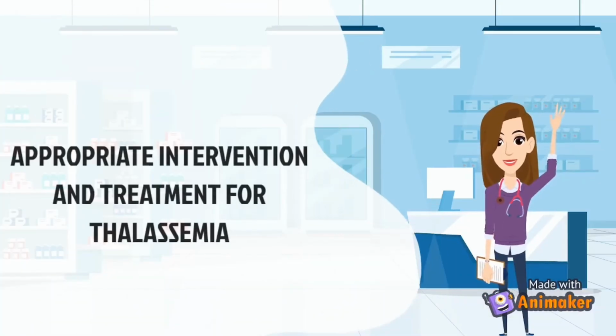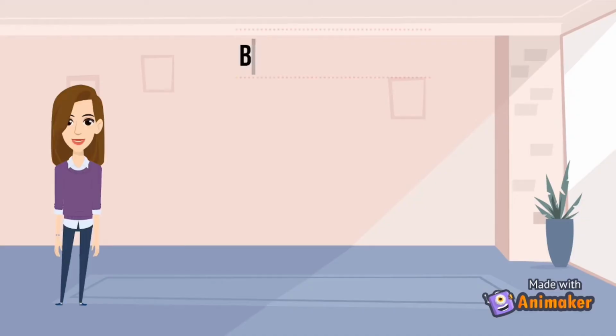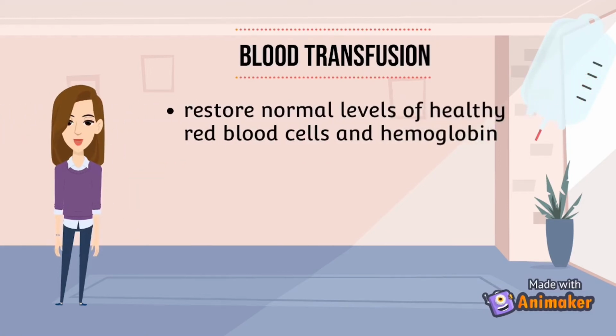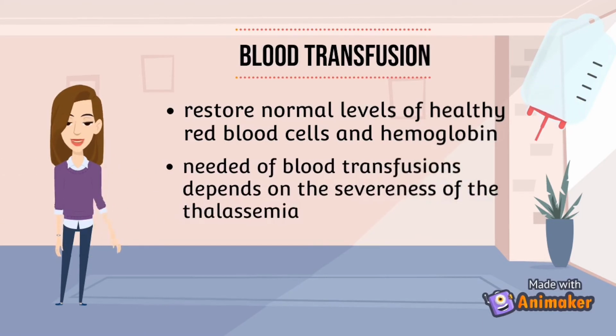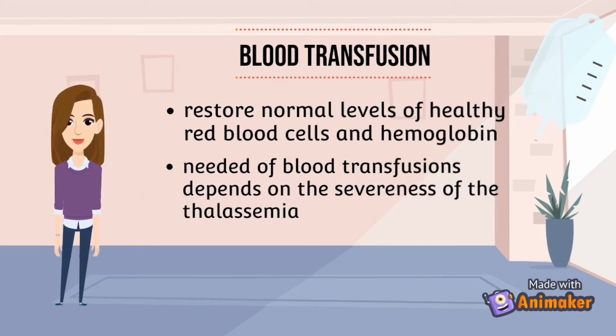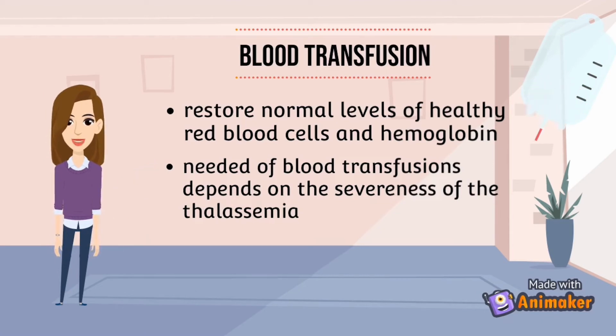All of us must have wondered what the treatments of thalassemia are, right? So let's check it out. Blood transfusion involves injecting red blood cells through the vein to restore normal levels of healthy RBCs and hemoglobin in a person's blood. But the need for blood transfusion varies with the severity of the thalassemia. For example, people with beta thalassemia intermediate may need occasional transfusion during infections only. Meanwhile, beta thalassemia major needs repeated transfusion every 2 to 4 weeks.